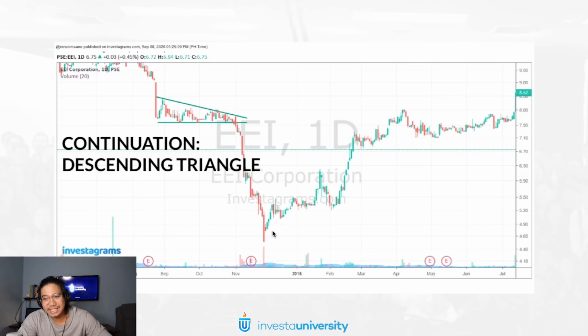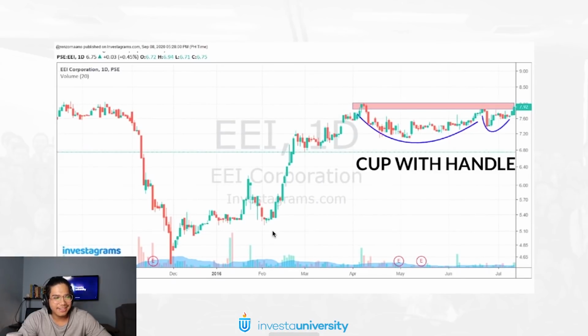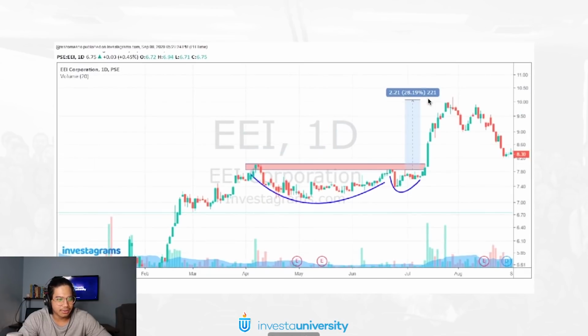So again, I'll give you guys 5 seconds to tell me what the next pattern is that you see here. So I'll give you guys 5, 4, 3, 2, and 1. Alright, so there's also a cup and handle forming here on the right side of our chart. And if you see the resistance here, what do you think will happen if it breaks? Of course, it's a good opportunity for traders and investors to make money.